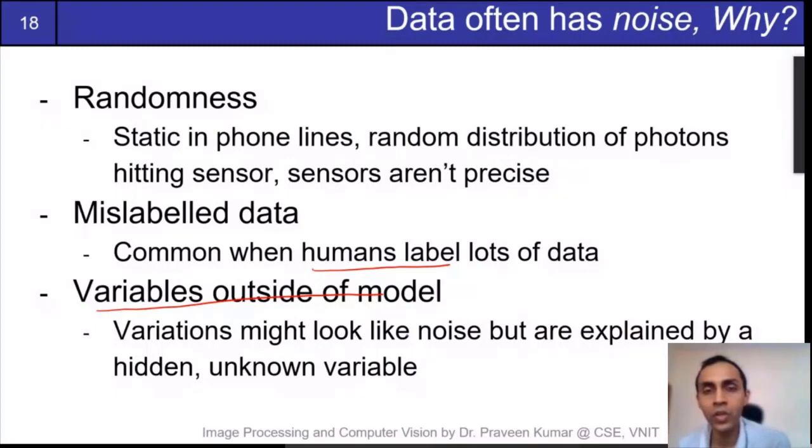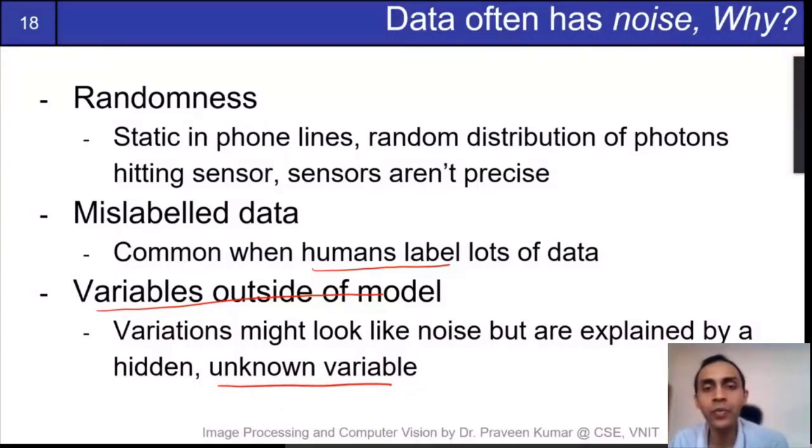So those are like real things. Those are not really noise, but those are like unknown variables. Your model is not capable enough to handle those things. But they will appear to your machine learning algorithm like noise in the data. So then what is the solution?